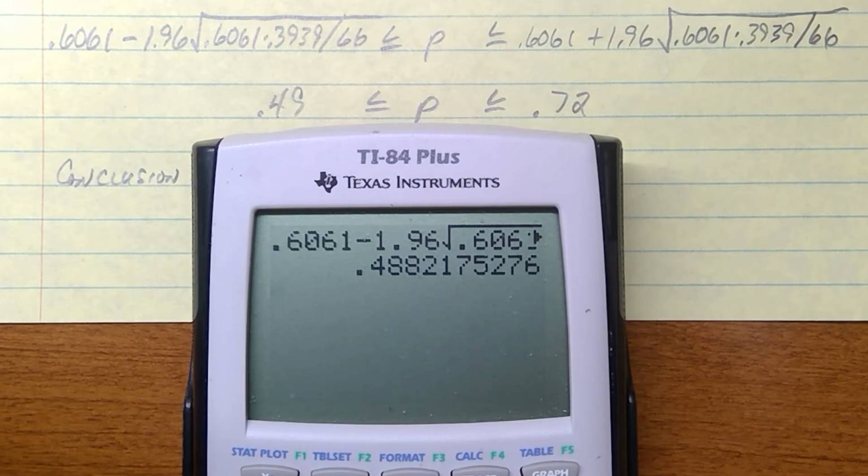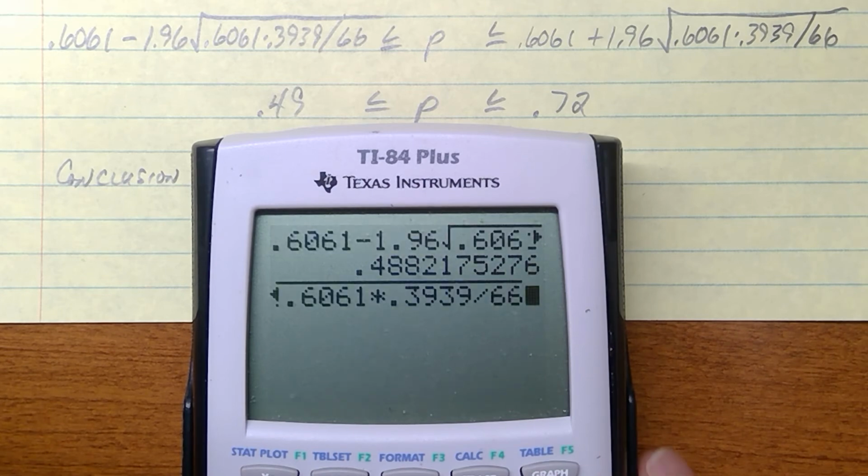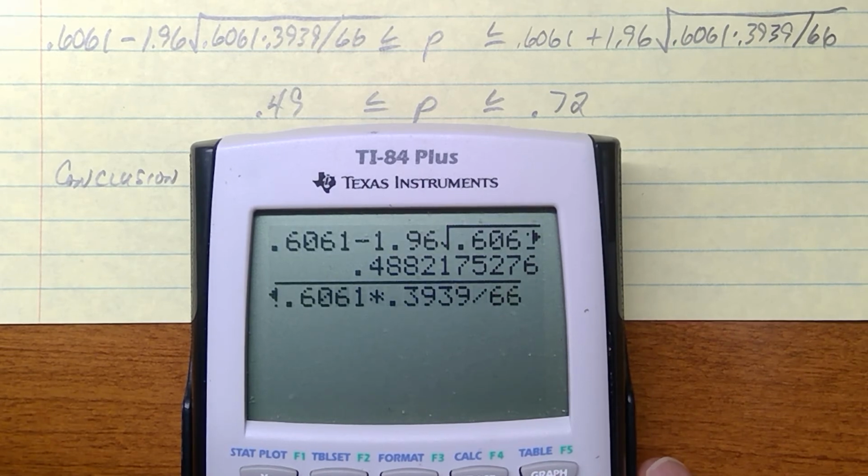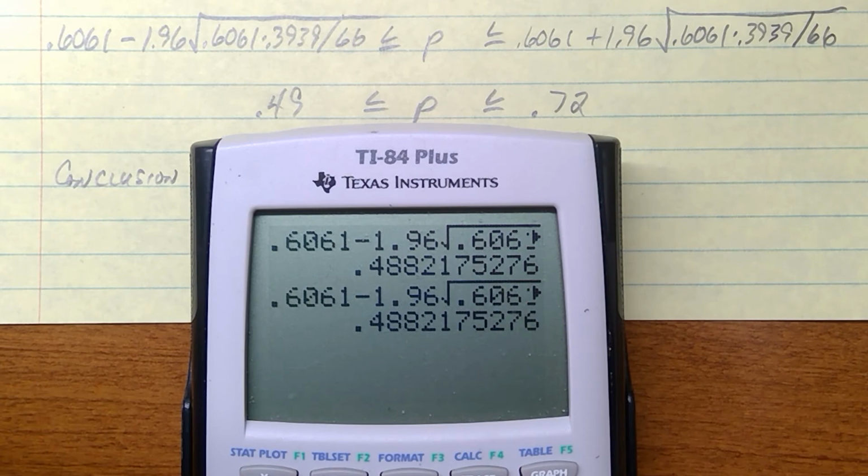All right, let me show you this on the graphing calculator. Let me go back up there and press enter just to bring it back up. I just want to show you how I entered it on the 84. You can do the same thing on pretty much any calculator. There's 0.6061 minus 1.96. You don't need a times right there. You just open up the root. And here's p hat again, 0.6061, times q hat, 0.3939, divided by n, which is 66. And I hit enter, and I get my 0.49.